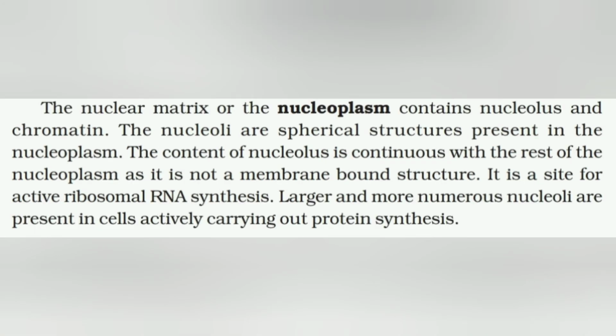The nuclear matrix or the nucleoplasm contains nucleolus and chromatin. The nucleoli are spherical structures present in the nucleoplasm. Just like cytoplasm inside the cell, there is nucleoplasm inside the nucleus. The content of the nucleolus is continuous with the rest of the nucleoplasm as it is not a membrane bound structure. It is the site for active ribosomal RNA synthesis. Large and more numerous nucleoli are present in the cells actively carrying out protein synthesis.